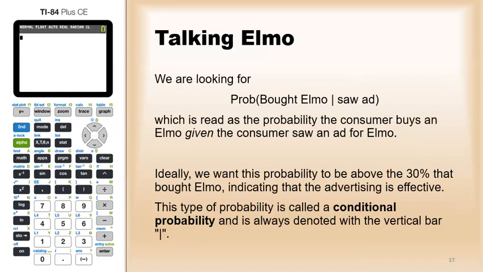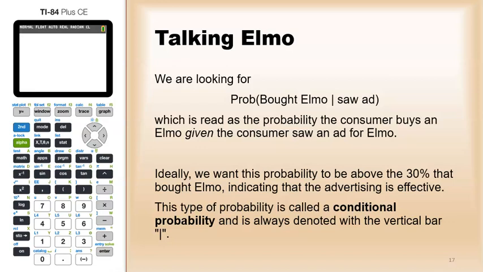What we're doing here is looking at what's called the conditional probability. Notation-wise, we write the probability that they bought Elmo, and that vertical bar there stands for the words "given that" they saw the ad. So this is read as the probability that the consumer bought an Elmo, given that they had seen an ad for Elmo. Ideally, we want this probability to be above 30%. That would show that the advertising did have an effect.